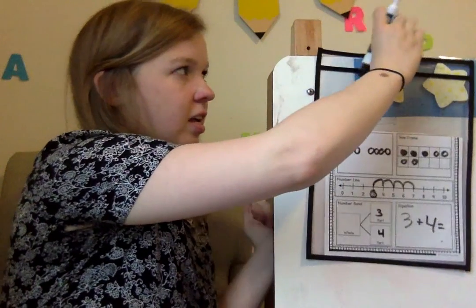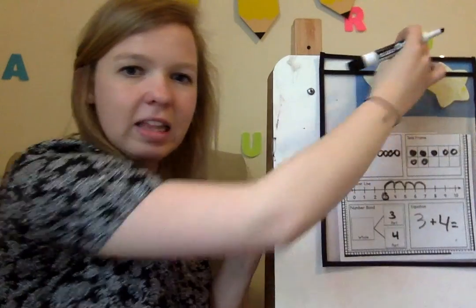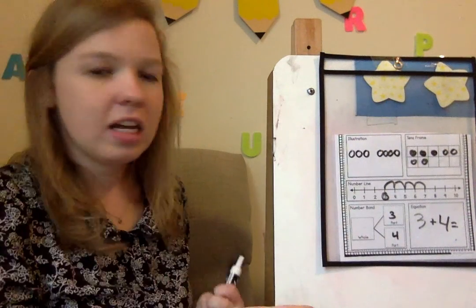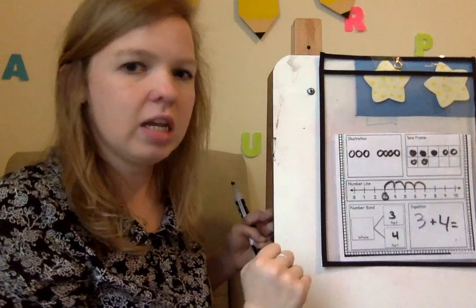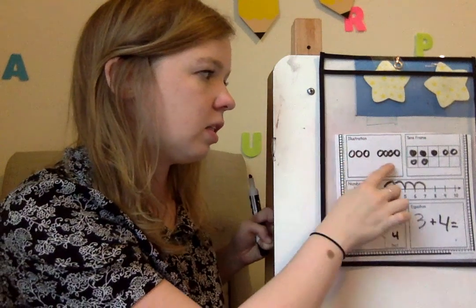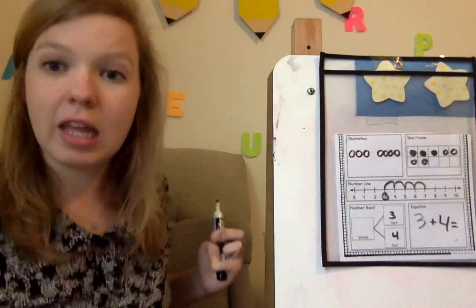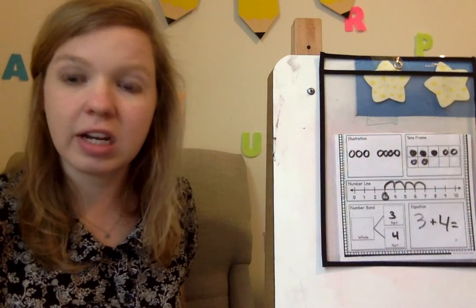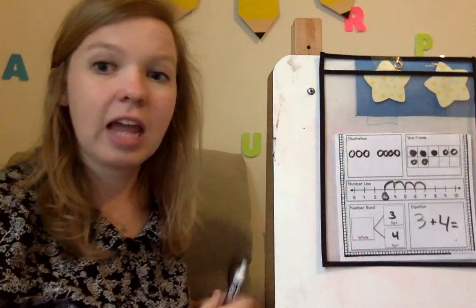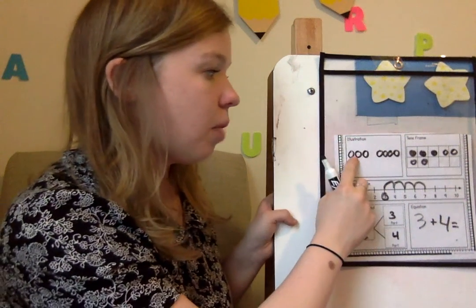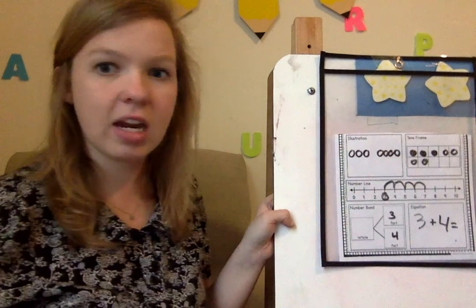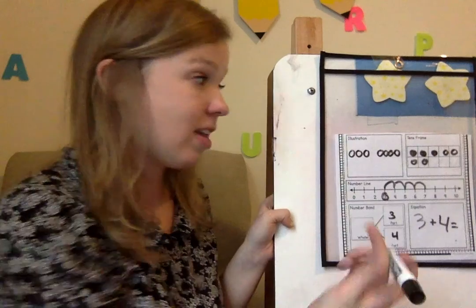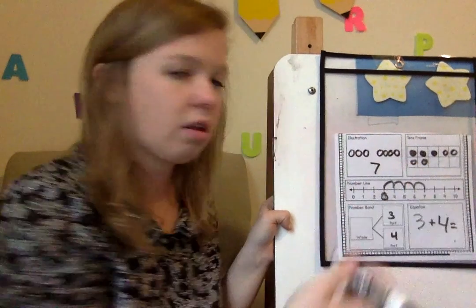Okay, so hopefully we're back on the same page. Here is how I solve my problems. First I did a drawing, so I did 3 circles and then 4 more. And then how we are going to check to see our drawing is correct is just by adding these numbers together and counting them up to the total. 1, 2, 3, 4, 5, 6, 7, and our total is 7. So I'm going to write that down here just so that we know.